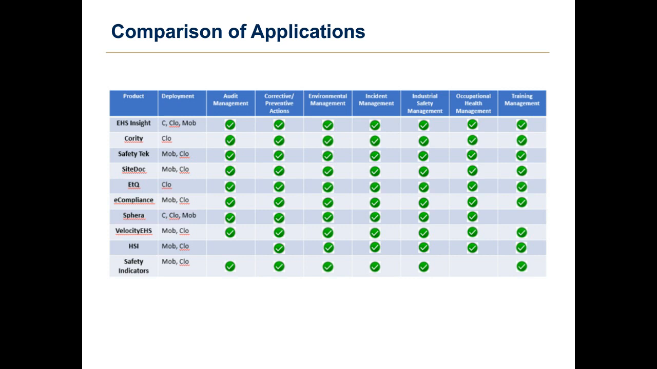All right. As you can see on the deployment here, you've got a computer, the cloud, or a mobile device. There were 2 of them that, of course, were able to be used on all 3 deployment aspects, and that, of course, was EHS Insight and Spheria. All right. Other than that, you can see the various other aspects of use. And then as we went through audit management, the corrective preventive actions, environmental management, incident management, industrial safety management, occupational health management, training management, you can see most of these 10 applications covered all of them.